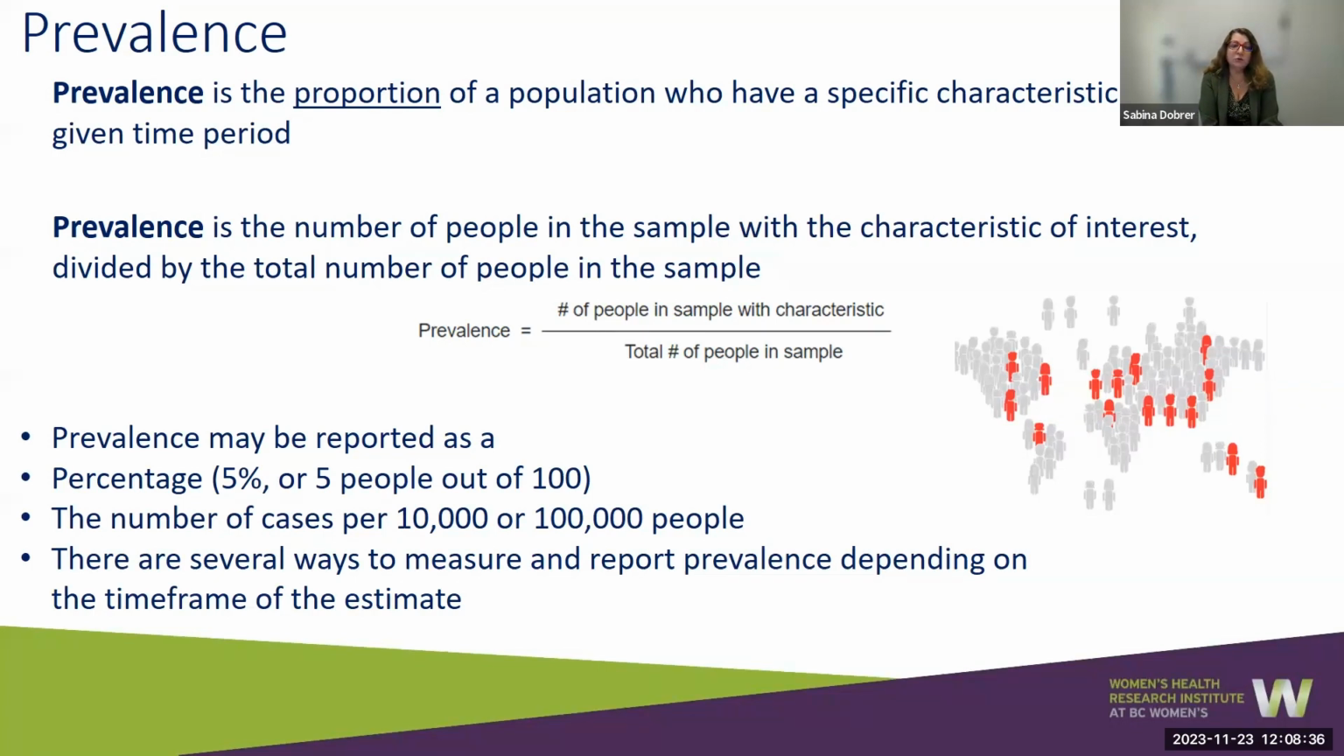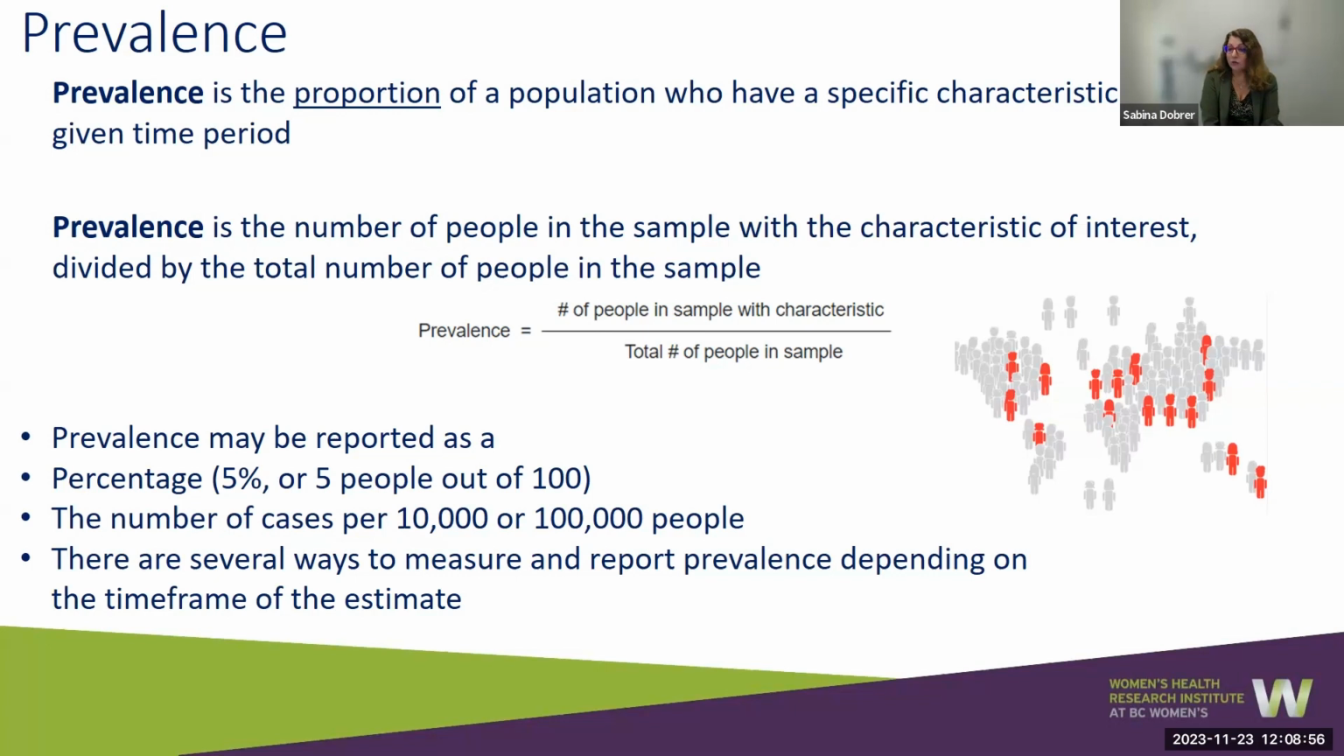Or prevalence of HCV in the BC population during the last 10 years. So we can calculate the proportion of a specific condition during different periods of time. We just need to specify for what point we present our prevalence.